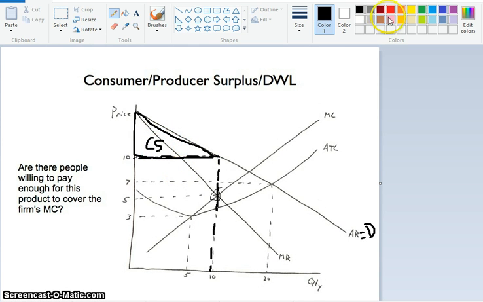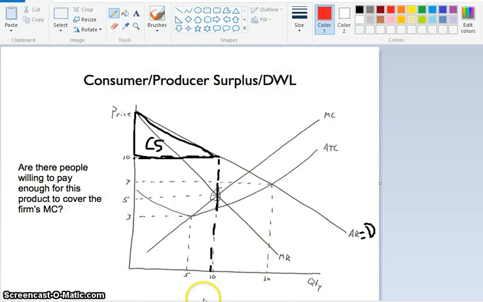Now, the producer surplus, I can't say is as common, generally because of the shape of this marginal cost curve here. We've talked about this marginal cost curve kind of representing the supply curve for your firm. And this is a firm graph here. This monopoly graph is unique because it's the firm graph, but it's also the market graph because there's only one firm in the entire market. So the firm is the market.